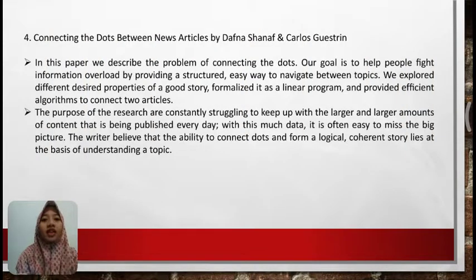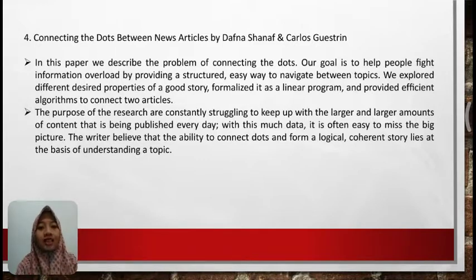The fourth is Connecting the Dots Between News Articles by Dafna Shahaf and Carlos Guestrin. In this paper, we describe the problem of connecting the dots. Our goal is to help people fight information overload by providing a structured, easy way to navigate between topics. We explore different desired properties of a good story, formalize it as a linear program, and provide an efficient algorithm to connect two articles.